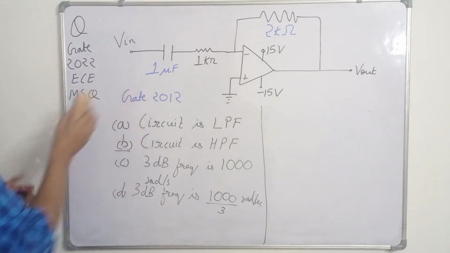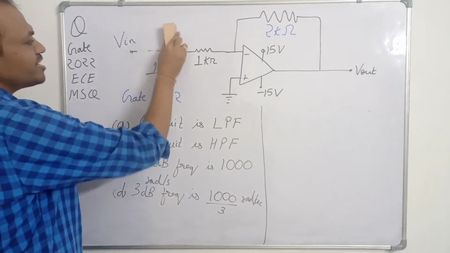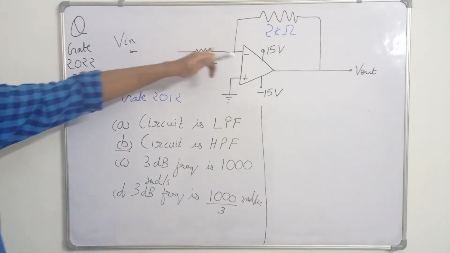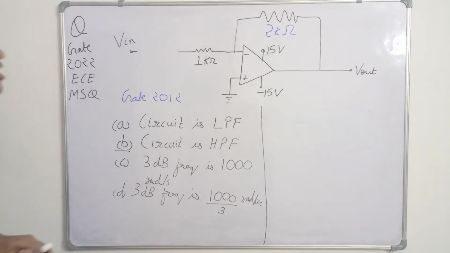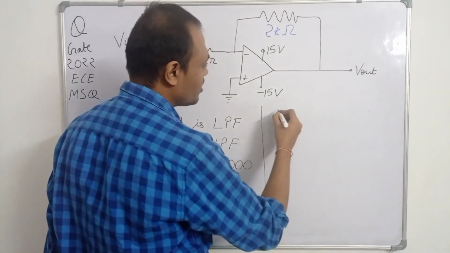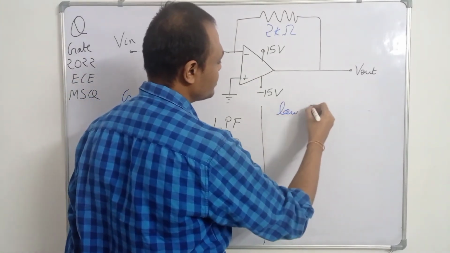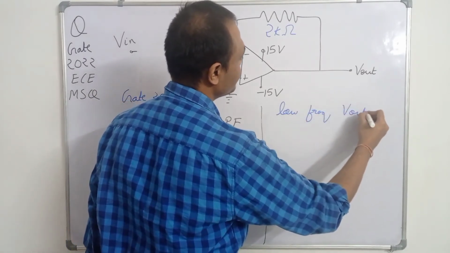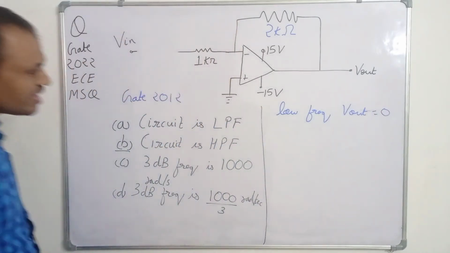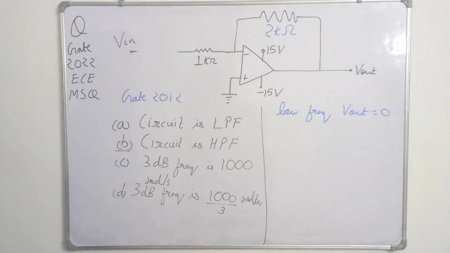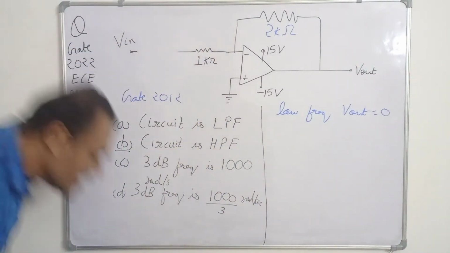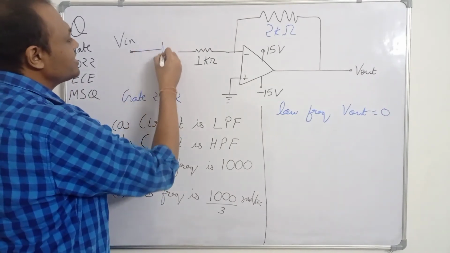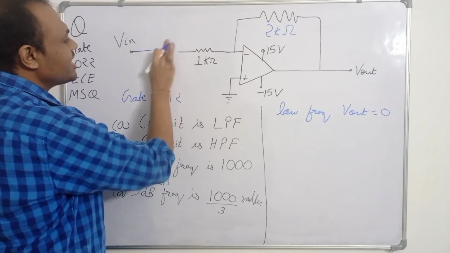So for low frequency, if we replace the capacitor by an open circuit, then V input is not connected to this circuit, so V out will be equal to 0. So gain for low frequency is 0, and for high frequency the capacitor can be replaced by a short circuit.